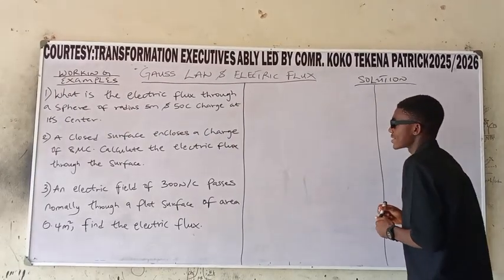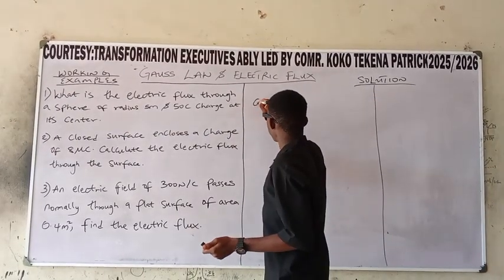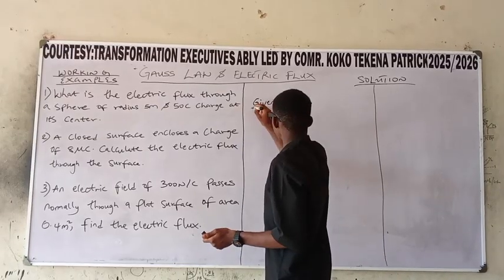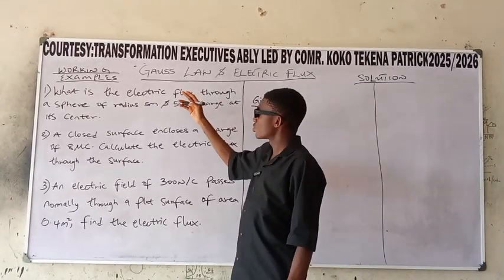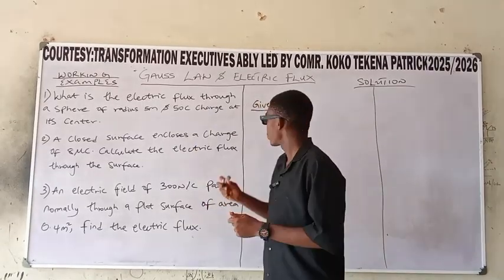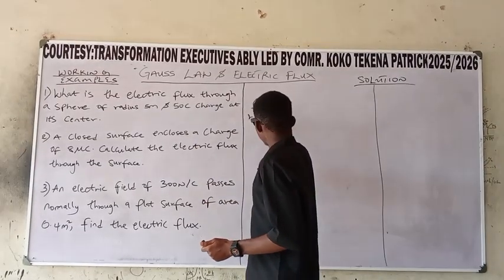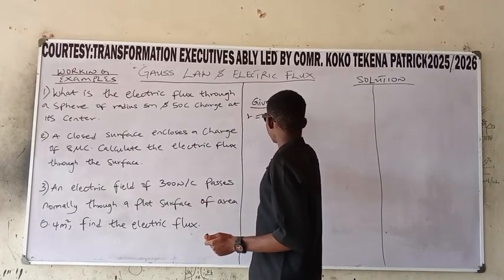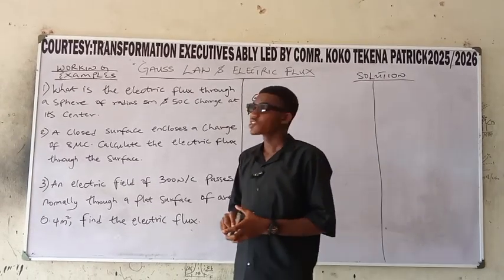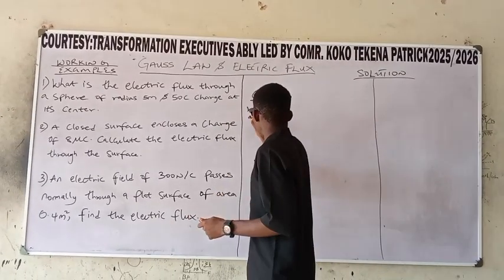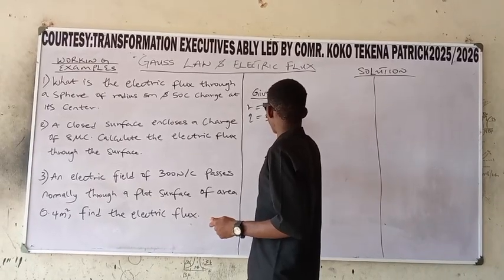Now, back to business. So what do we have? We have the given. They said, what is the electric flux through a sphere of radius 5 meter? So our radius is 5 meter and 50 coulomb charge. So our charge Q equals 50 coulomb.